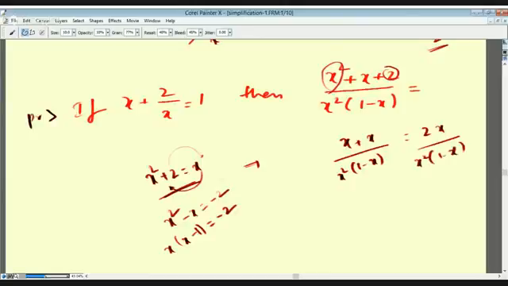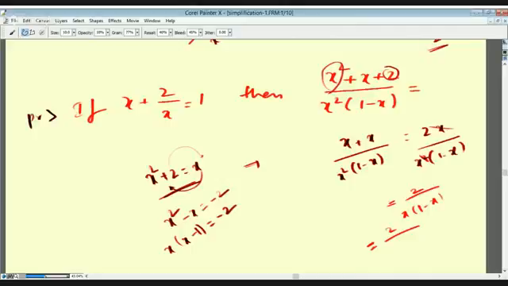Here 1x will cancel. We'll try to cancel 1x, and here the square will be cancelled because x square is nothing but x into x. So 1x will cancel. What you get is 2 by x into 1 minus x. You know that 2 is nothing but 2 only, but x into 1 minus x.